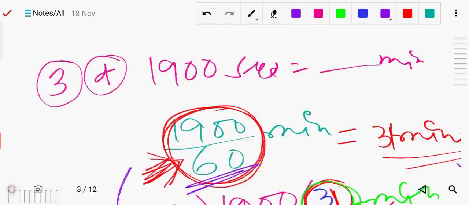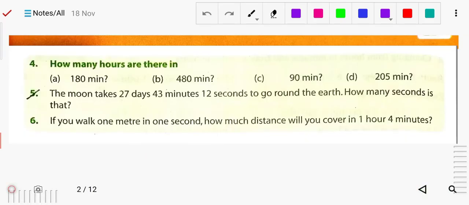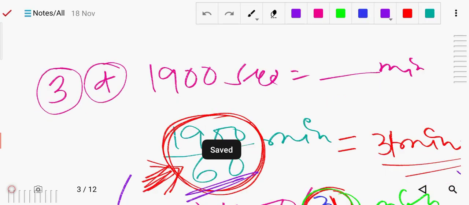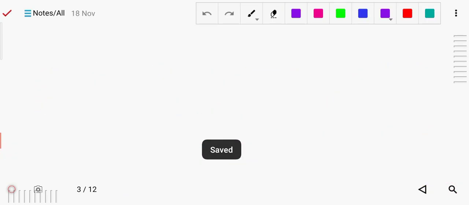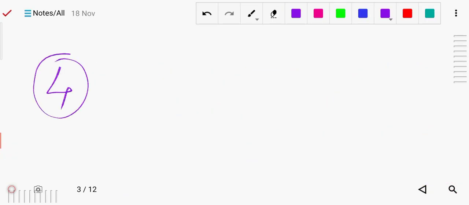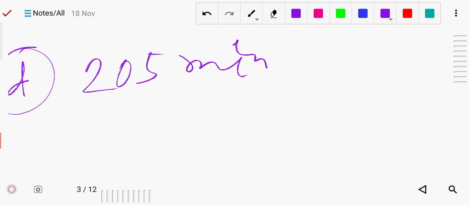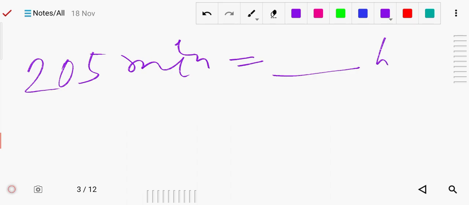Just see the next question. Now here is number 4. How many hours are there in? Okay, so here I will solve question D, 205 minutes. So let's solve this one. So you can write 205 minutes. Now this I have to change into hours.